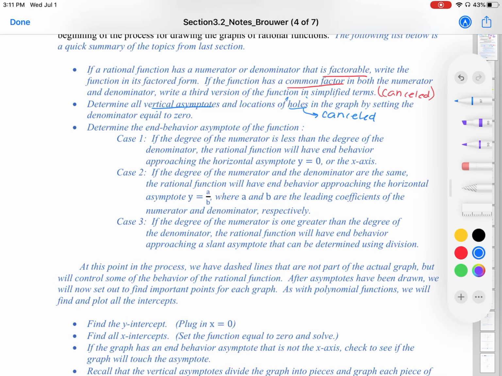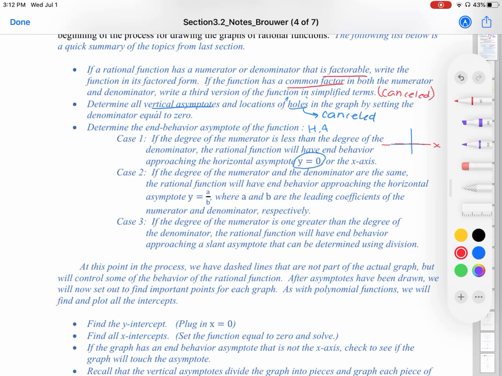Determine the end behavior functions. So this is your horizontal asymptotes. You have the case of the degree of the numerator being less than the degree of the denominator, then you'll have y equals 0, a horizontal line. So our horizontal asymptote will be the x-axis.